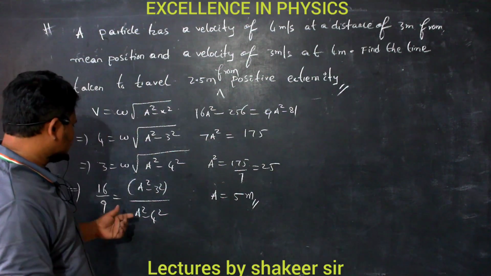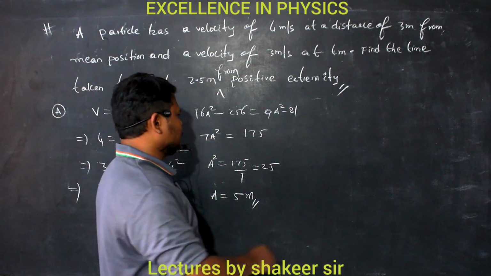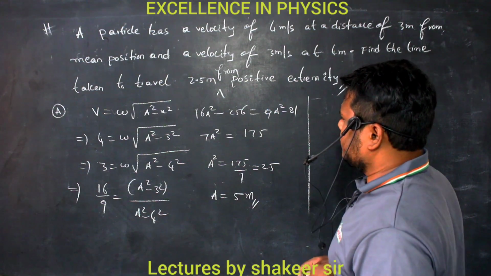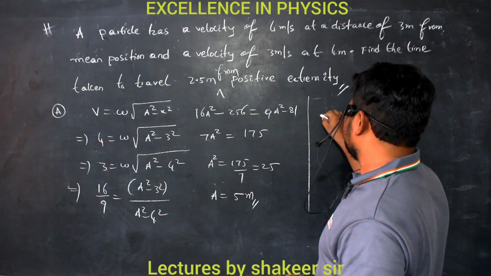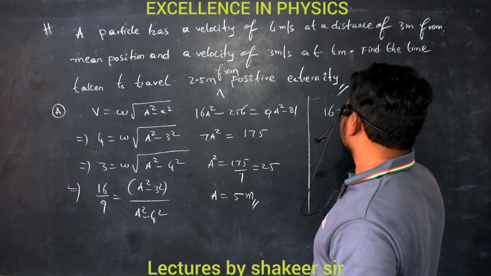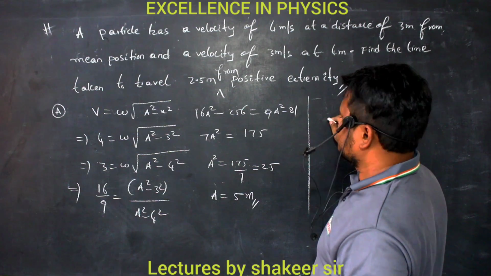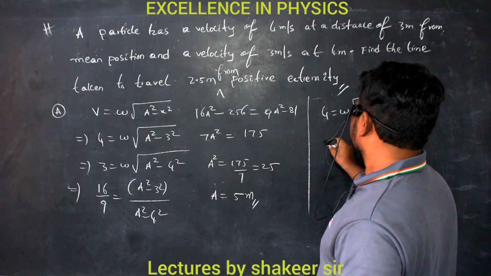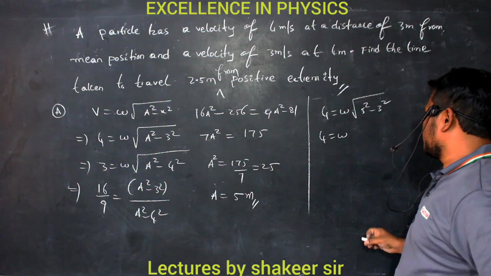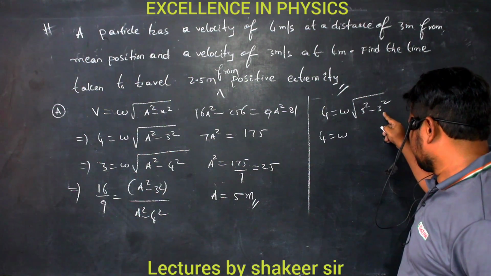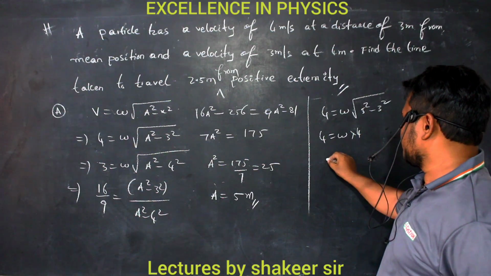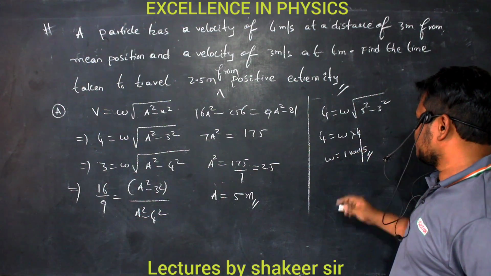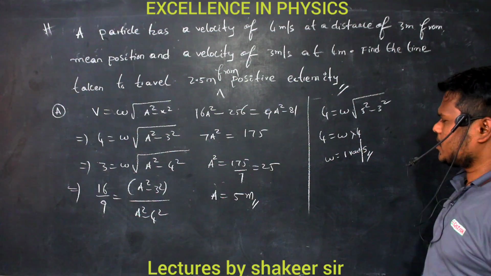So let us try to calculate omega also. Therefore, take this amplitude and substitute it in one of the relations. I will use the first equation. Let us write the original equation only. 4 is equal to omega into square root of 5 square minus 3 square. So 4 is equal to omega into square root of 25 minus 16, root 16 is 4. So omega is equal to 4 by 4, which is 1 radian per second. Clear? So I got the angular velocity also, and the amplitude also I have.